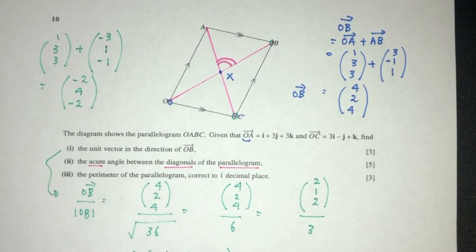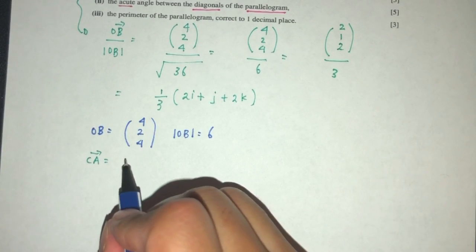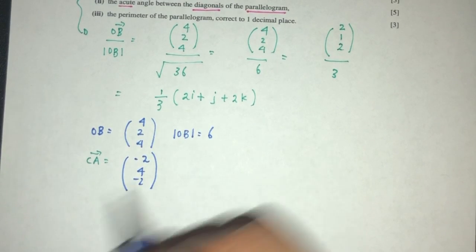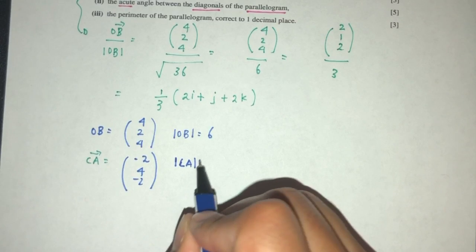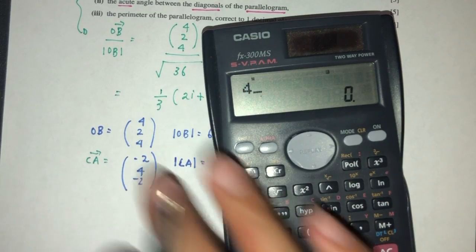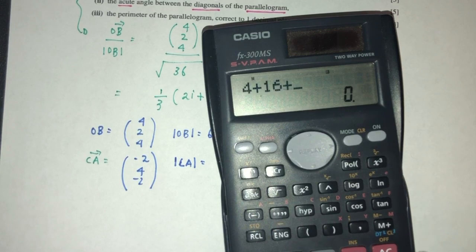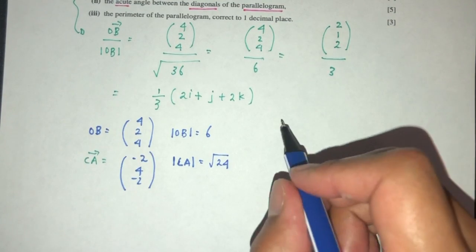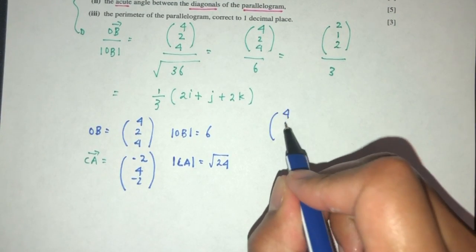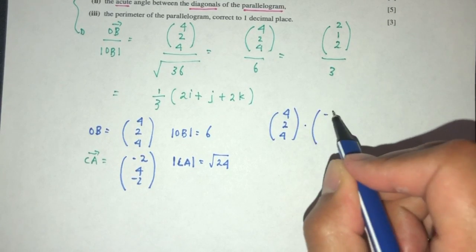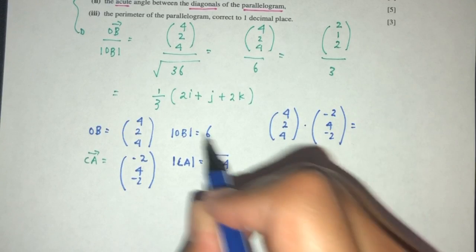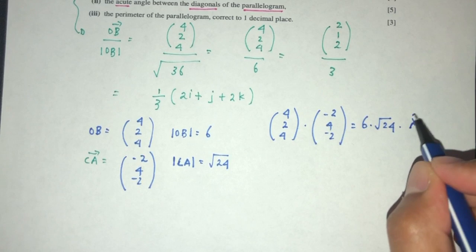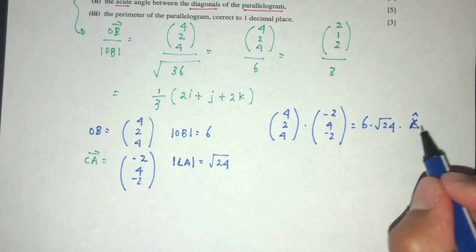Right. Now let me write this down. This is the other direction that we have. Minus 2, 4, minus 2. Now what is the magnitude of CA? 2 square, 4. 4 square, 16, and then 4. That should be root of 24. So finally, to find the angle, we have to perform dot product. So that will be 4, 2, 4, dot of minus 2, 4, minus 2, equal to the magnitude 6 times root of 24, and the angle, let's call this angle x. So that should be cos of x, my apologies, cos of x.